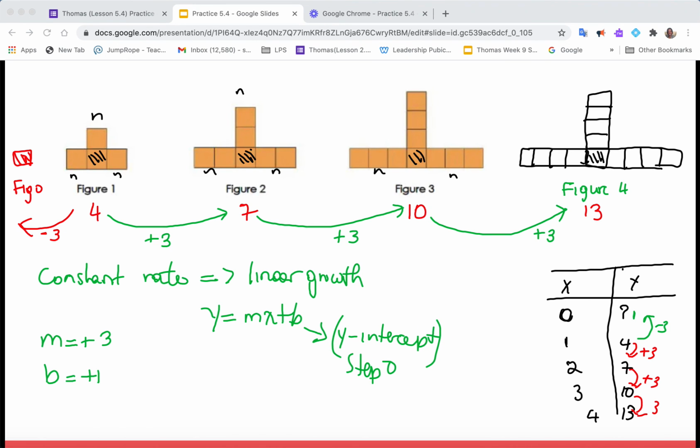So the expression that gives us this pattern is going to be y is equal to 3 times n plus 1, and we're seeing 3n each time. In our diagram, we have n on this side, n on this side, n on this side. So it's going to be 3n plus 1. So if we want to find when n is 5, then we can use this. It's 3 times 5, that's 15. 15 plus 1, that's going to be equal to 16. There you go.